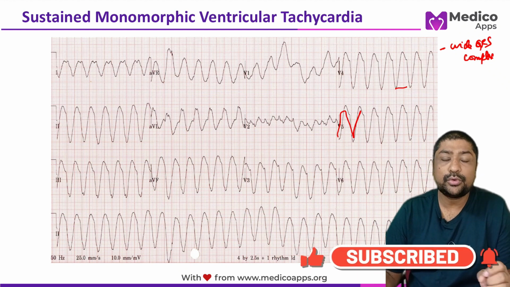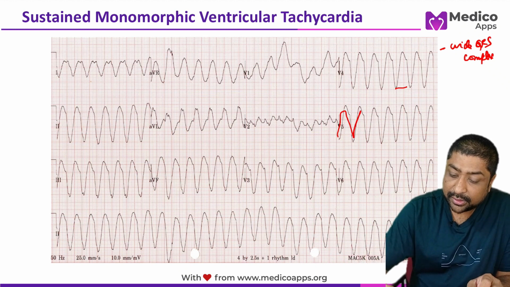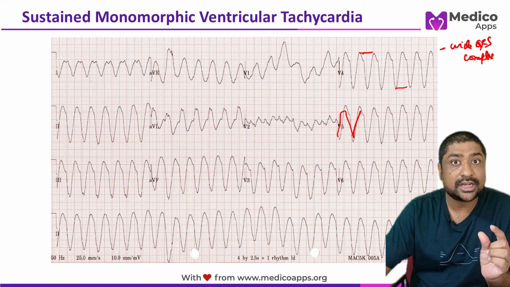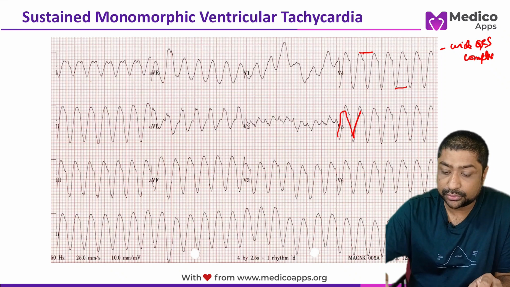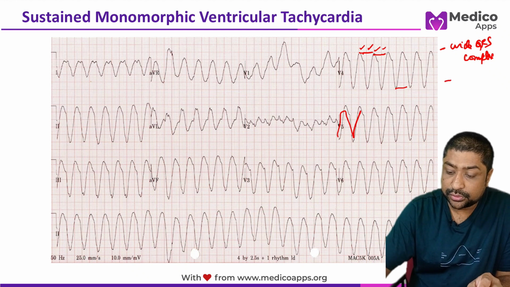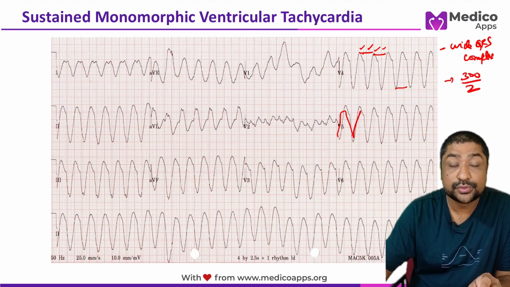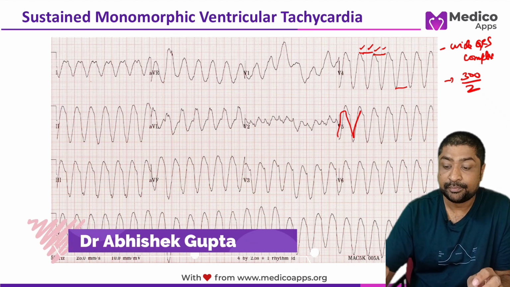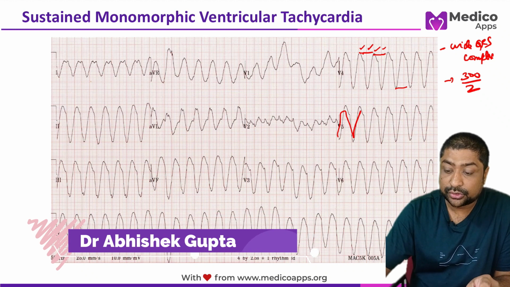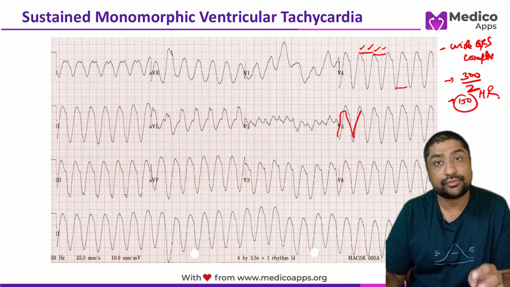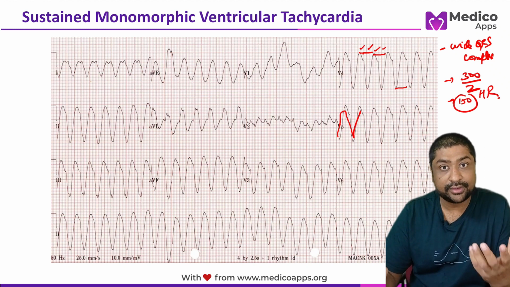Let's look at the heart rate. So how do we calculate the heart rate? We can see the distance between two QRS complexes in large boxes and divide 300 by that. So if you see here, two large boxes are there between two beats. So we use the formula 300 by 2 because we are calculating the large boxes. If we calculate the small boxes, it will be 1500, but because we are calculating large boxes, 300 by 2, so the heart rate is 115. This is your heart rate. So obviously the heart rate is increased, we are having tachycardia.